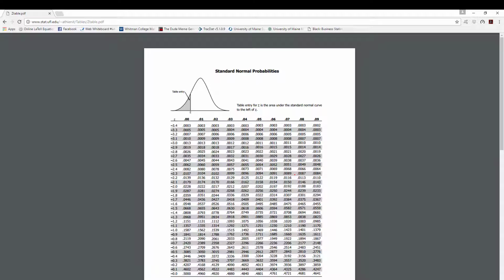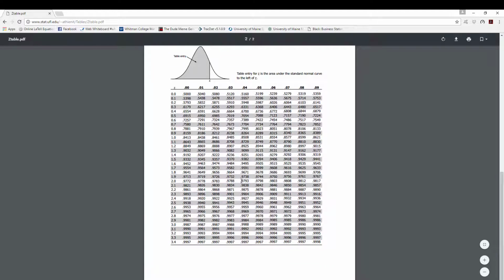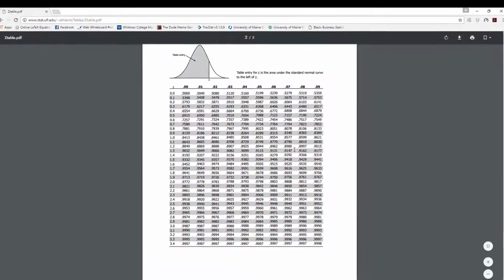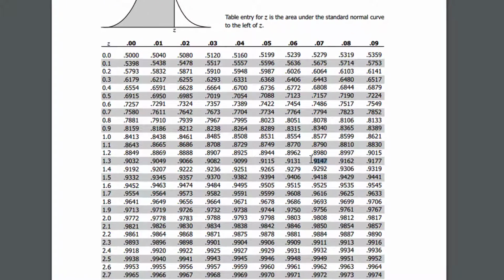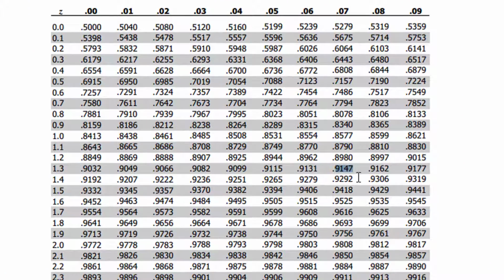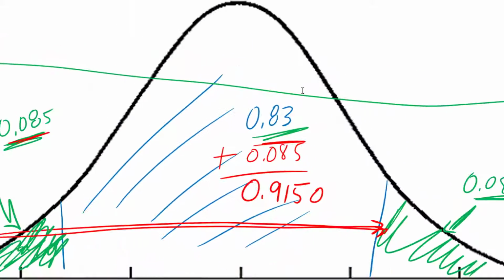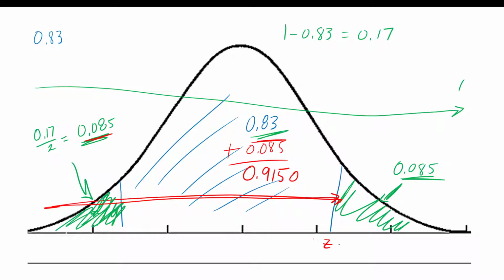So I go to my table, so I simply either find a table online or the table in a textbook, and I look for the area that is closest to 9150, and I actually find this area 9147, that is the closest. And I read the z-value by looking at the row 1.3, and then it's under 0.07. So 1.3 plus 0.07 would be 1.37. So in other words, this z-value right here equals 1.37.